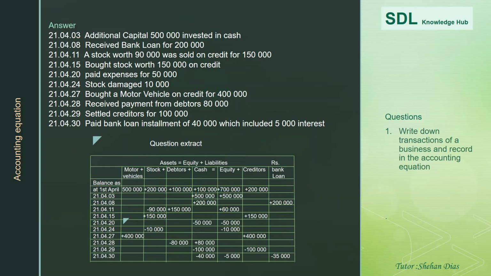And finally, cash reduced by 40,000, equity reduced by 5,000, and bank loan reduced by 35,000. So there is an expense part, and the bank loan also has been reduced. This happens due to payment of an installment, which includes the bank loan capital portion plus the interest. Interest is shown under equity. So that means paid bank loan installment of 40,000, which included 5,000 as interest. The rest, 35,000, reduces the bank loan.